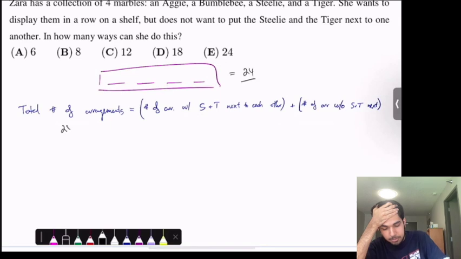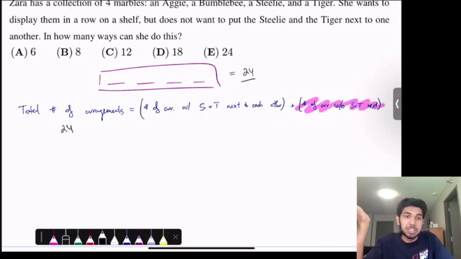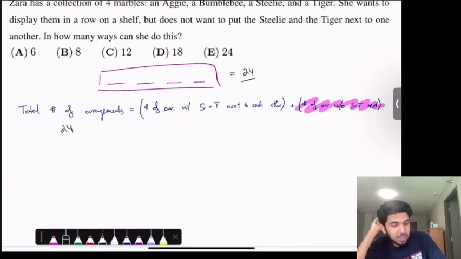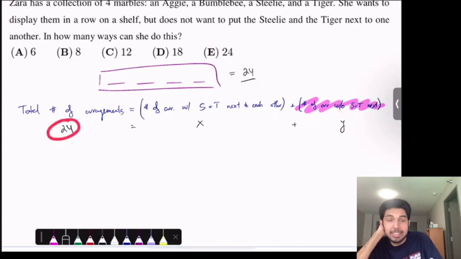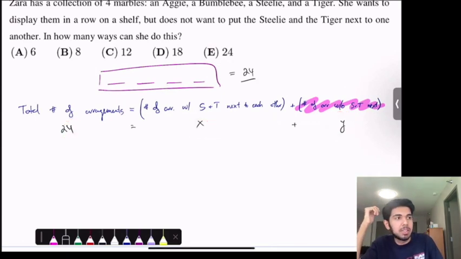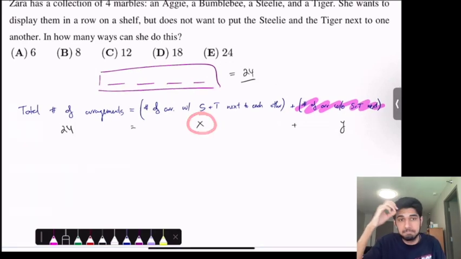So this is 24. And now we're trying to solve for, she does not want to put them, so we're trying to solve for this quantity here. There's 2 ways we can do it. Either we can count that quantity directly, or we can count this quantity and then solve for this by subtracting this on both sides, right? If this is, like, let's call this x, and we'll call this y, then we can solve for y by doing 24 minus x. Either way works. So let's try to do it. Let's try to solve for this. Why not?